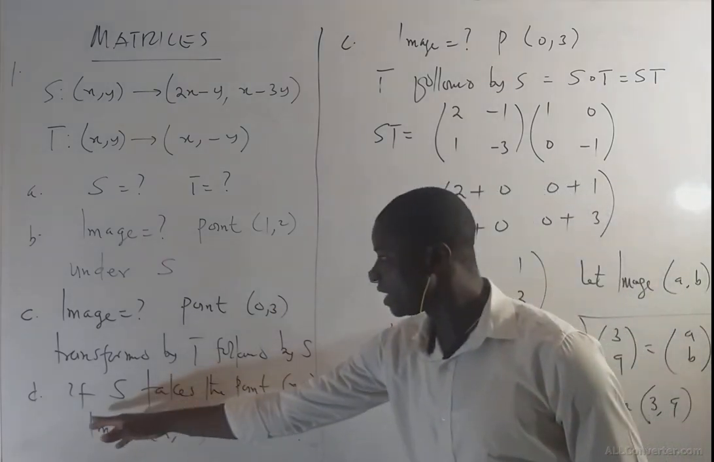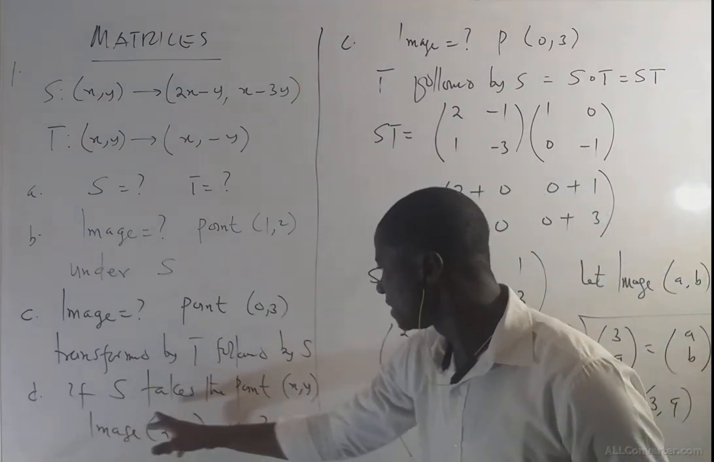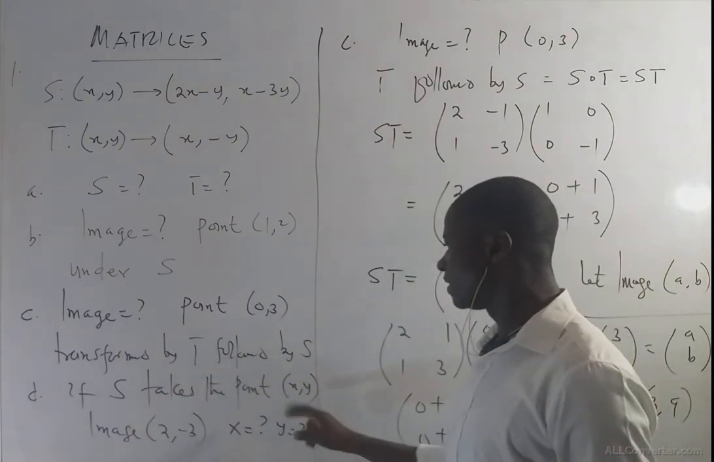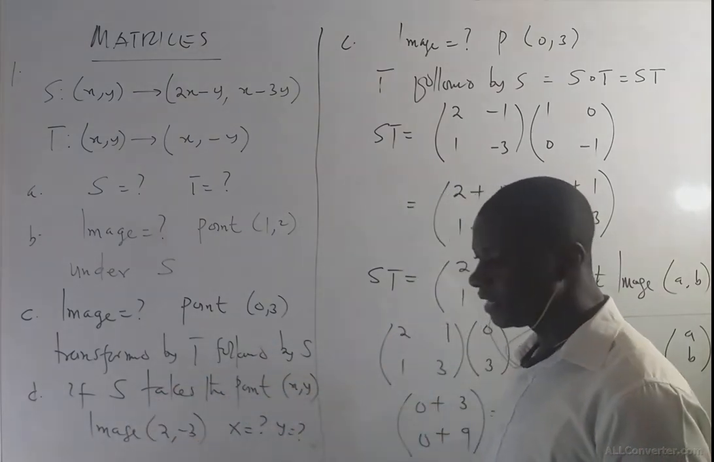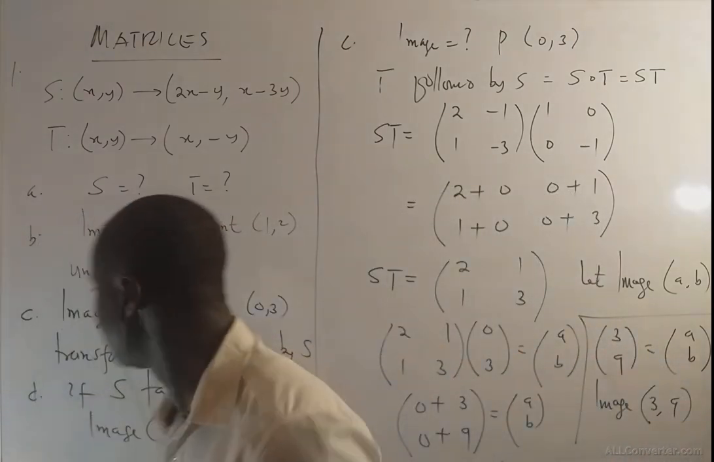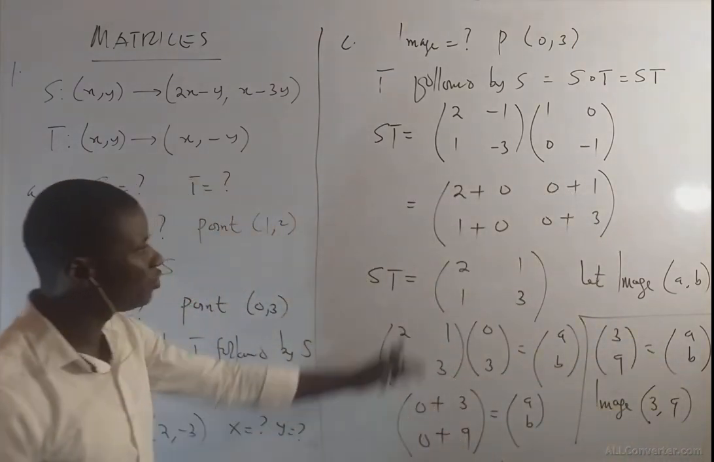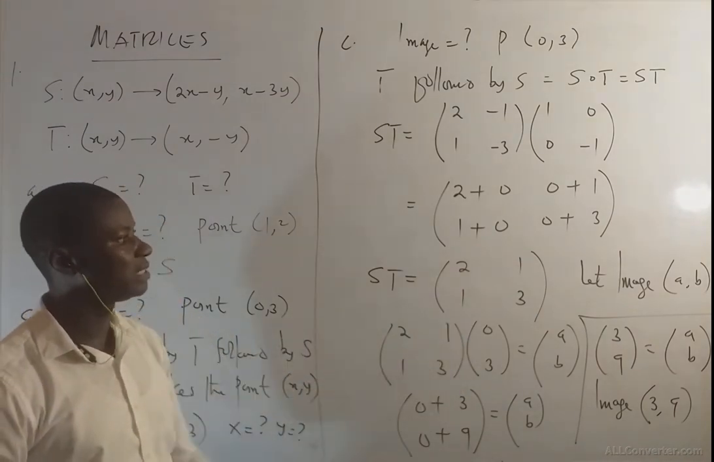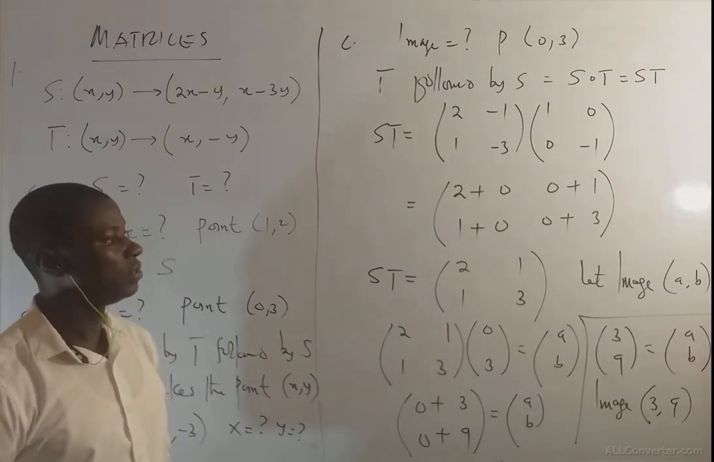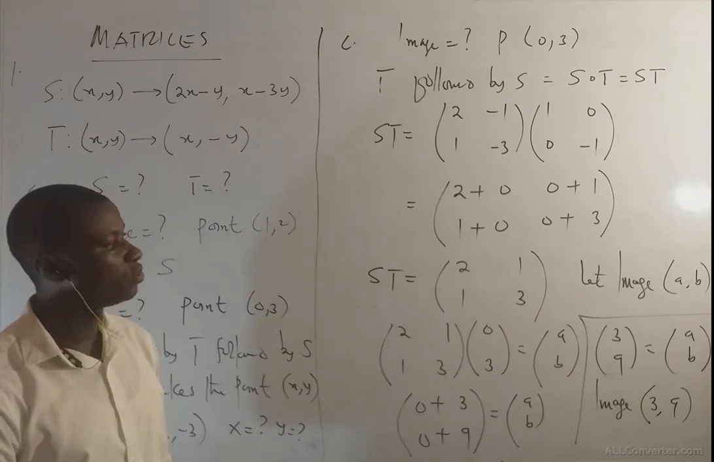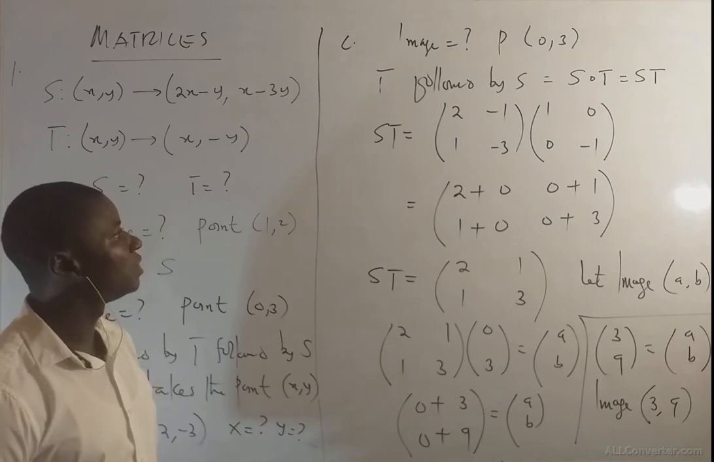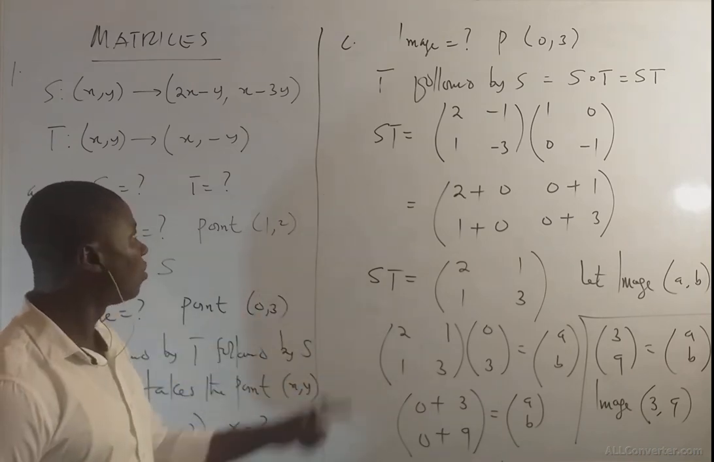Now with the D, we are asked to find that if S takes the point (x, y), this is the image and you have to find x and y. Okay, so let's see how best we can also solve that. I guess you understand this. I would advise that you pause the video, you look at it, you get your own book, the calculator, your pen, so that you can also do the calculations in your book, so that you can understand it, because mathematics is practical. So that will be all for the C.